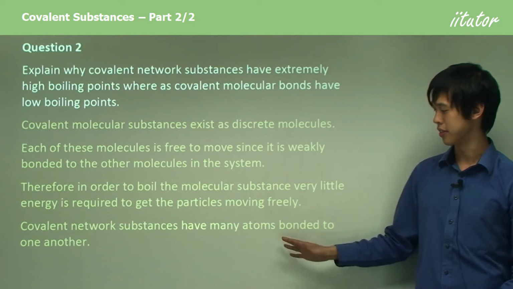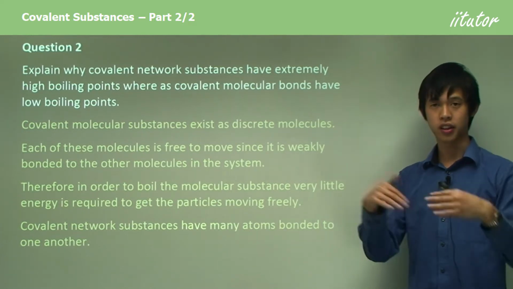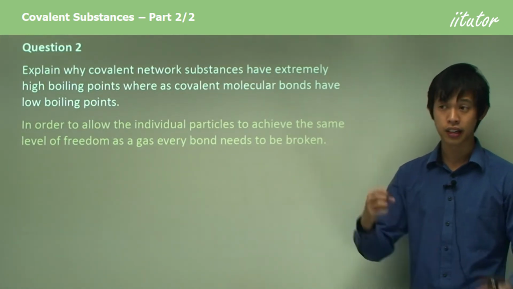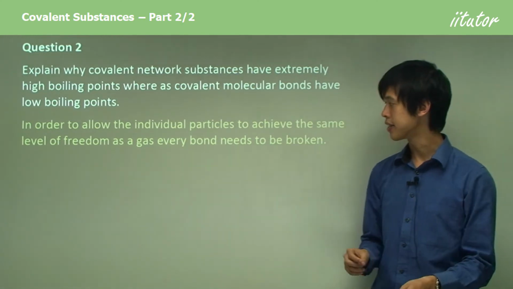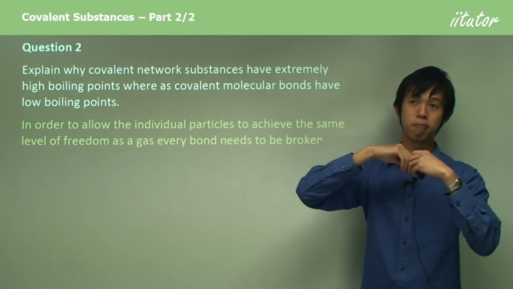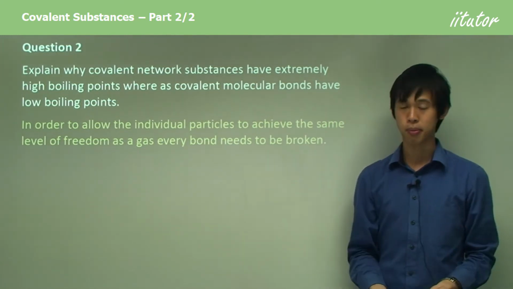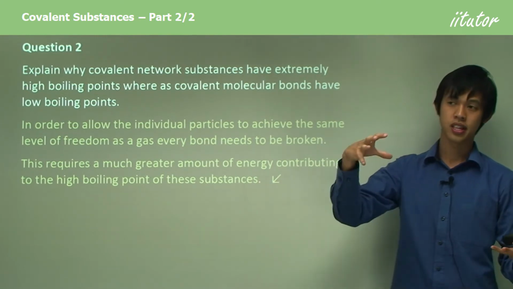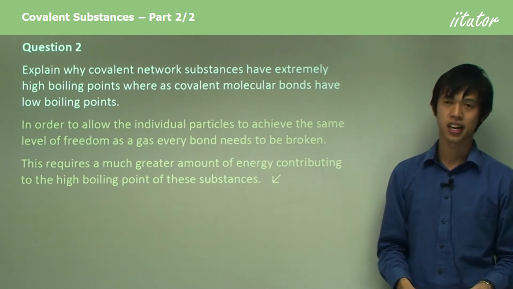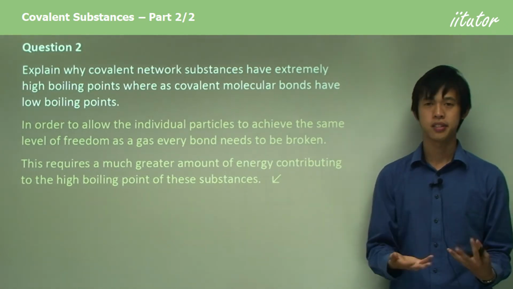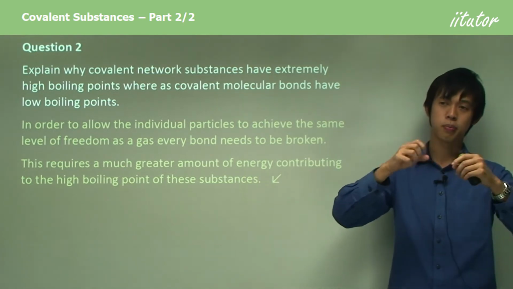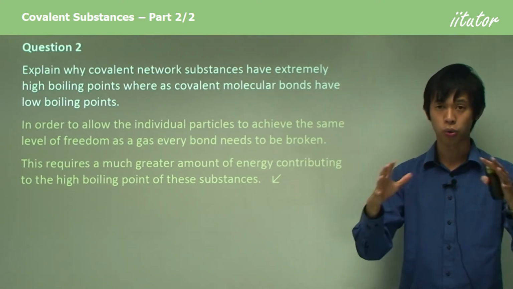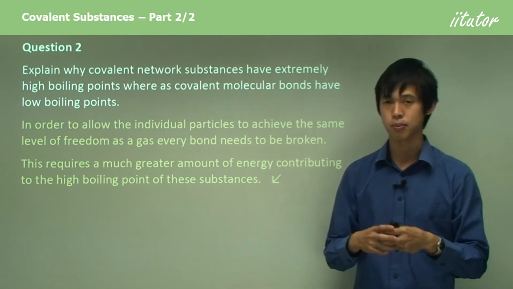Now, covalent network substances have lots of atoms bonded to one another in a big network. In order to get each of those particles freely moving like a gas, every single bond needs to be broken. Each of those millions and millions of bonds in your crystal needs to be broken up. This requires a great amount of energy, contributing to the high boiling point of these substances. So you can see that breaking a million strong bonds is obviously harder than breaking a million weak bonds. So that's why it takes so much more energy. Now, instead of the bonds being contained within each molecule, they're spread out and branch out into the whole network, making the network stronger than each of these molecules.